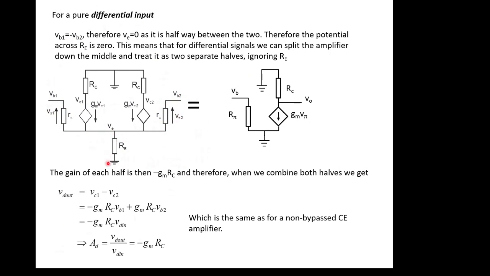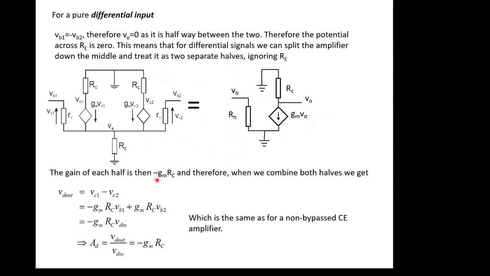Which means if there's no voltage across here, we can effectively ignore it for purposes of this analysis. If there's no voltage across it, there's no current flowing, might as well not be there. So we end up with a simplified version of the circuit, which allows us to be treated as two separate halves.